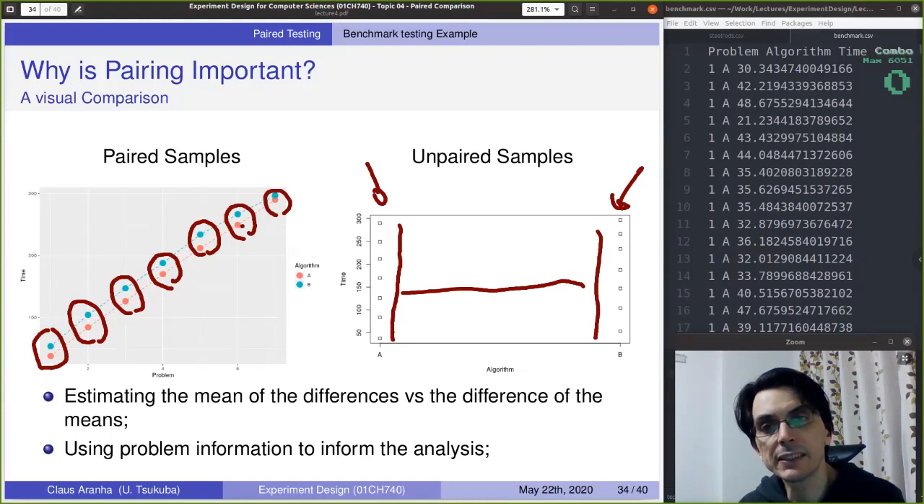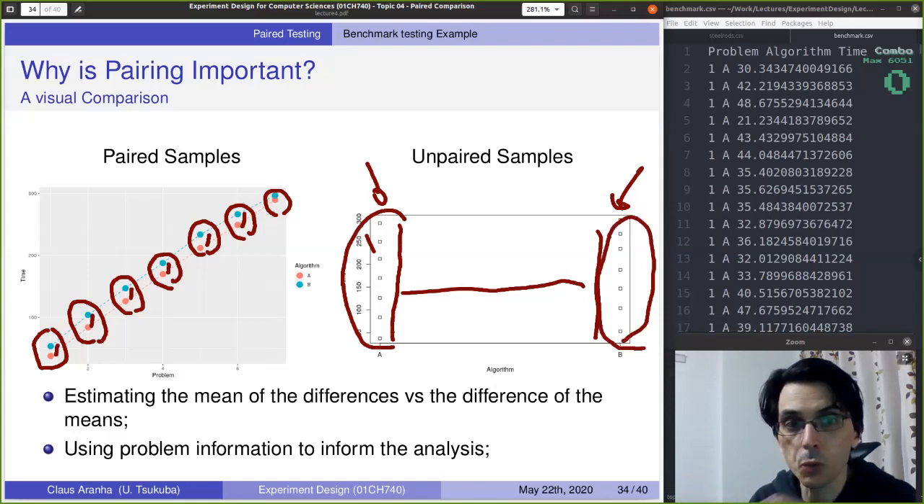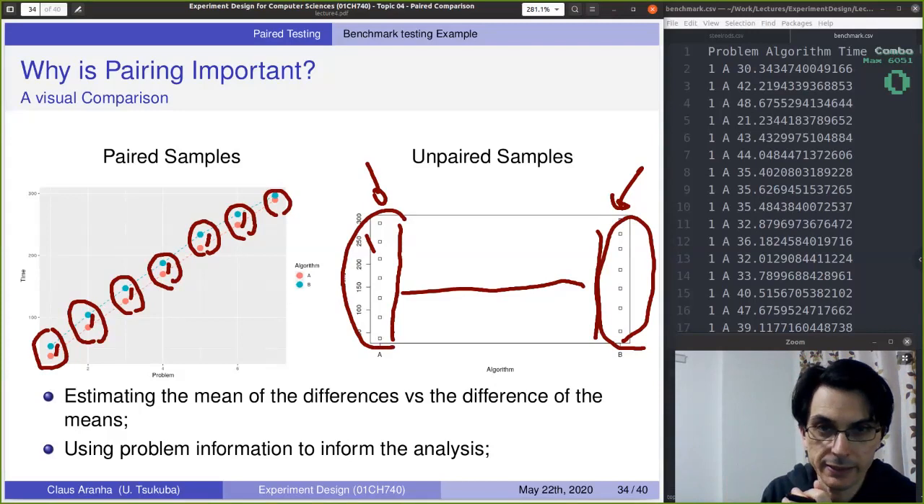We can see that this difference is consistent. So the difference between problems is consistent, although the difference in the sample without considering the problems is not consistent. So when there's a huge difference between the problems, we should do pairing, okay? So what we're doing here is that we're using information about our problem to guide our analysis.